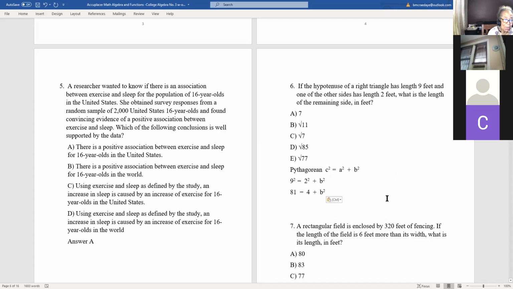Okay. Now, what do I do next? Remember, I want to solve for B. That's the length of the remaining side. So what do I do next? Subtract. Subtract what? No, I want to solve for B. No, subtract 4 from both sides. That's right. Subtract 4 from both sides. Okay.